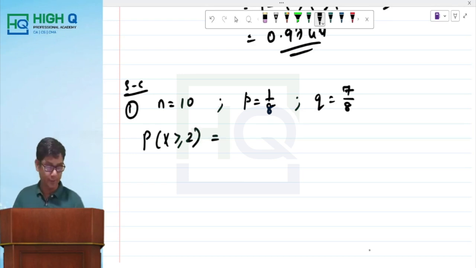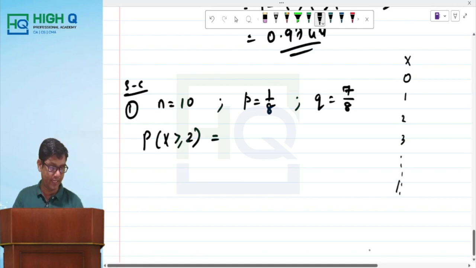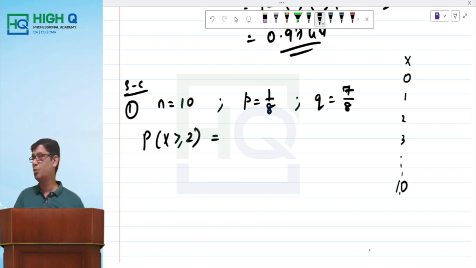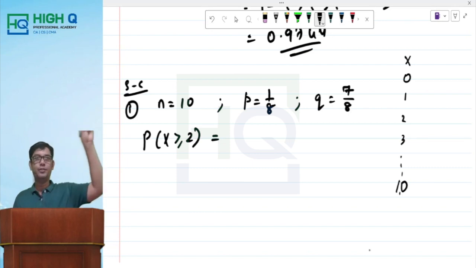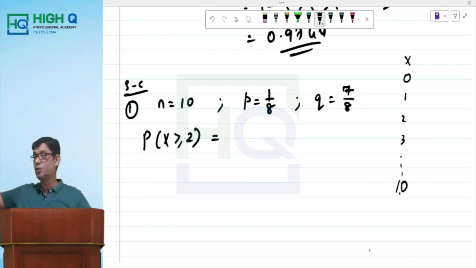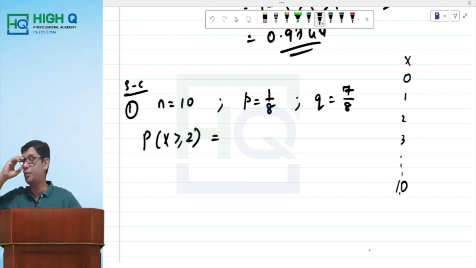What are the random variables? 0, 1, 2, 3, 4, 5, 6, 7, 8, 9, 10. Is that right? So more than or equal to 2 means X can be 2, 3, 4, 5, 6. I have to substitute X equal to 3, 4, 5, and then add everything. Total 8 probability calculations. That's what I said, lengthy.